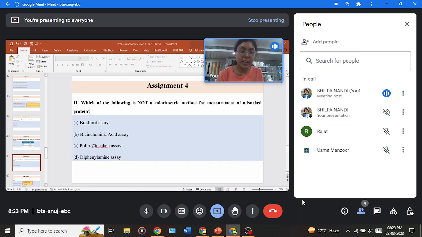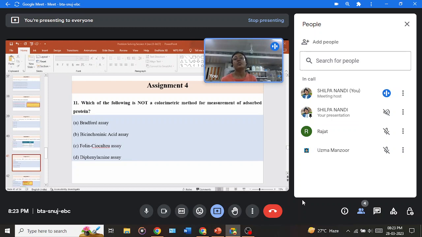So fine, I think if you have thought about it, can you please try to give the answer to this question? Which of the following is not a colorimetric method for measurement of adsorbed protein? Your options are Bradford assay, BCA assay, that is bicinchoninic acid assay, and option C is Folin-Ciocalteu assay.